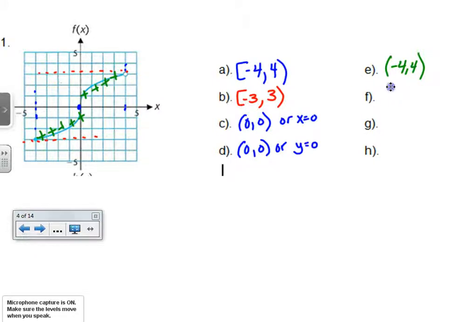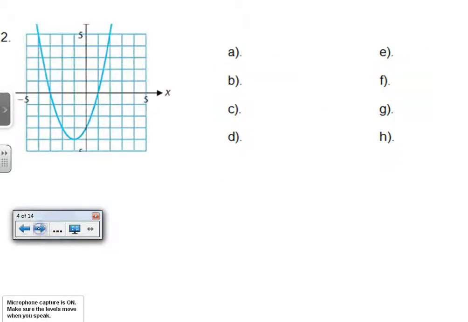Letter F was decreasing, and notice this roller coaster was going up the whole way, so there is no interval where it is decreasing. G was constant, so it is never a horizontal section. And then H is the discontinuity, any place where the domain is interrupted, and that would be right here, and you want to give the x value of the discontinuity. So at x equals 4, there is a hole, which is one of our discontinuities.